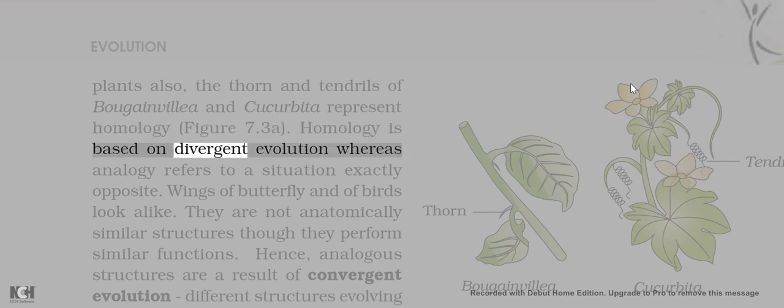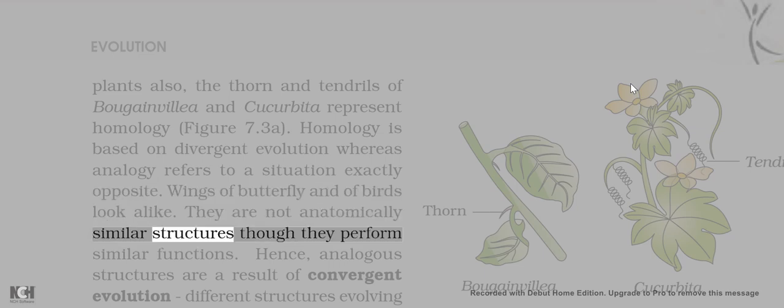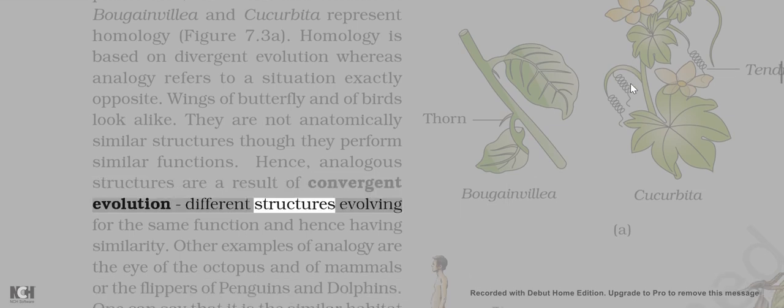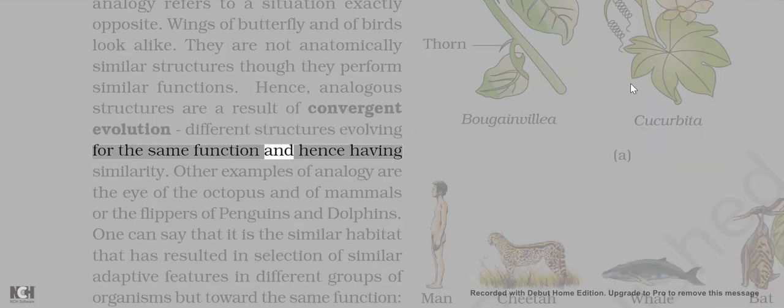Homology is based on divergent evolution whereas analogy refers to a situation exactly opposite. Wings of butterfly and of birds look alike. They are not anatomically similar structures though they perform similar functions. Hence, analogous structures are a result of convergent evolution, different structures evolving for the same function and hence having similarity. Other examples of analogy are the eye of the octopus and of mammals or the flippers of penguins and dolphins.